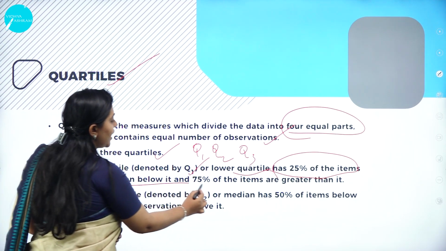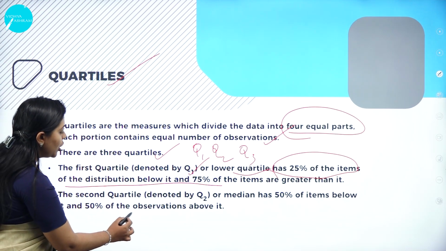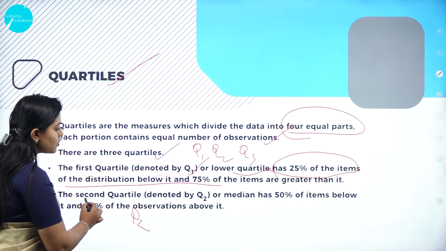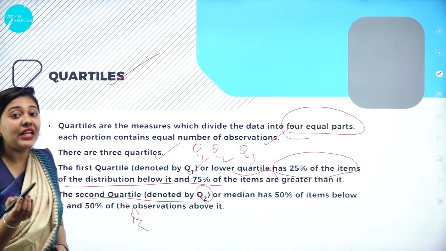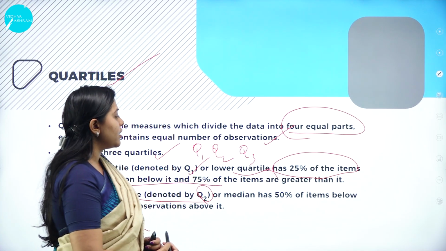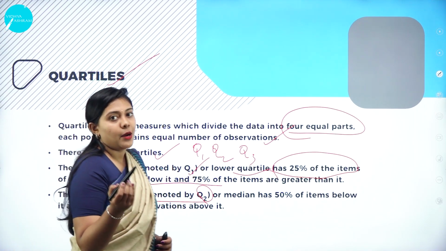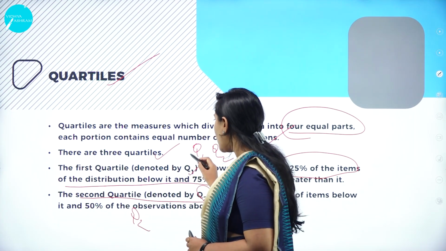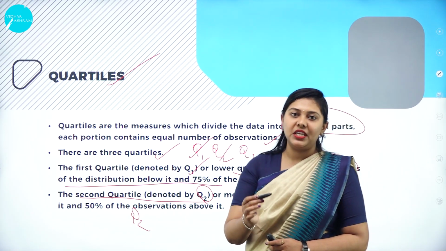And the second quartile is also called what? Median. The second quartile is denoted by Q2 and it is also called the median. So 50% of items are below it and 50% above it. So Q1 is also called the lower quartile, and Q2 is called the median.